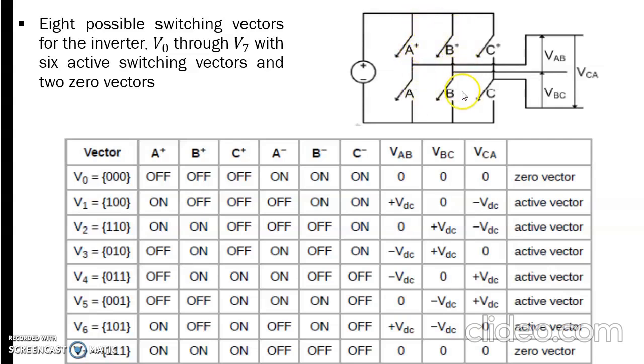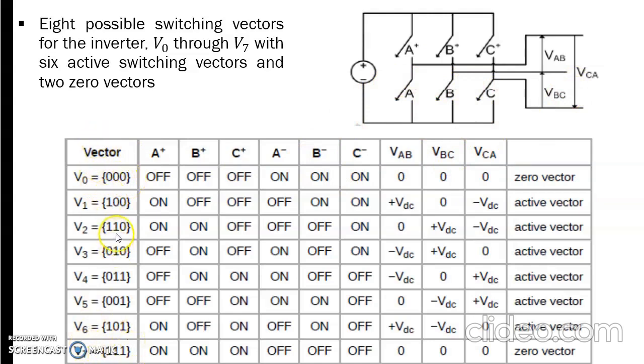B plus and B minus on means a direct short circuit. Suppose A plus, B plus, C plus, these 3 switches are on, that will not lead to a direct short circuit, but there will not be any output voltage. Similarly, if all the 3 switches in a group are open, there will not be any output voltage. So these two combinations are V0, which is 000, and V7, which is 111.